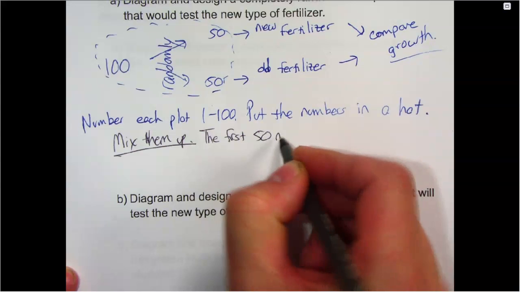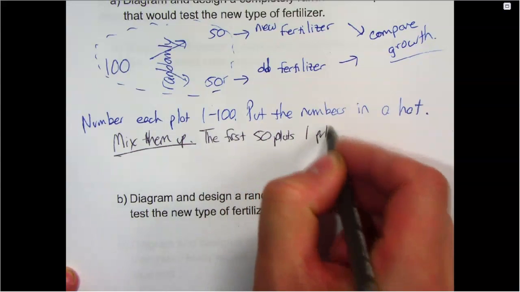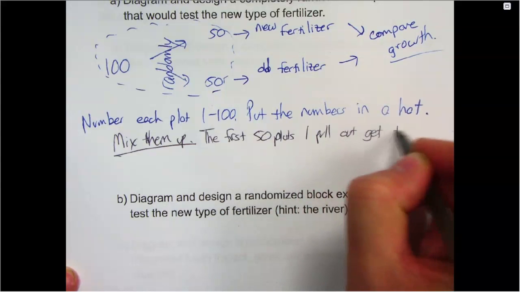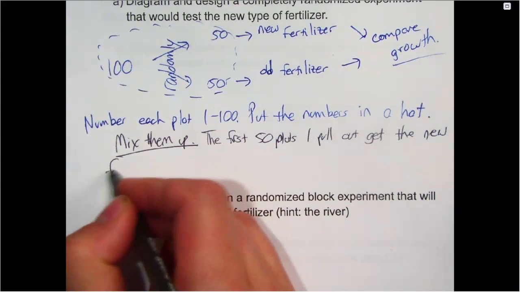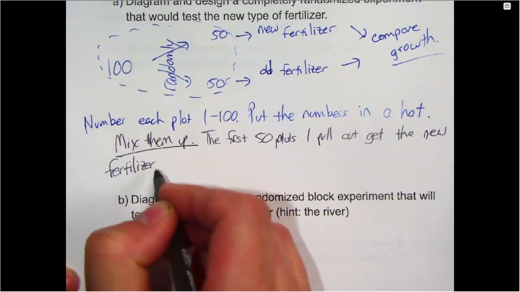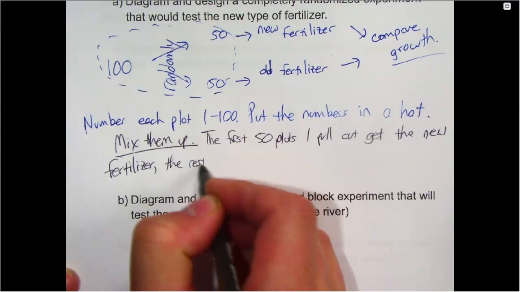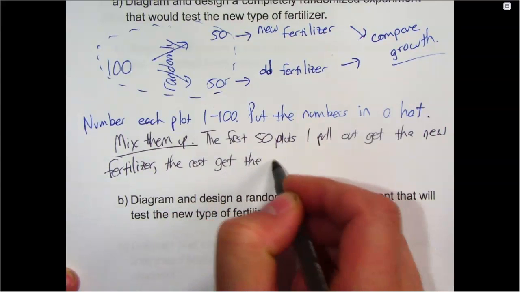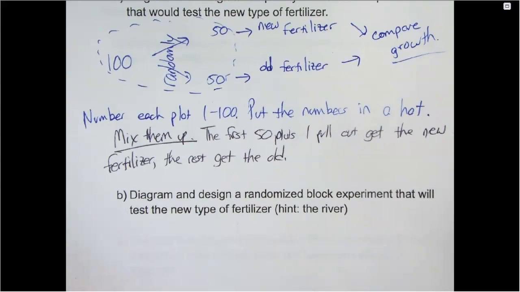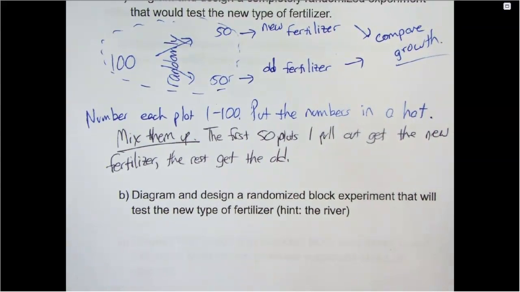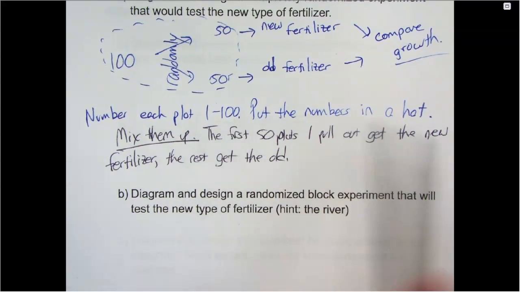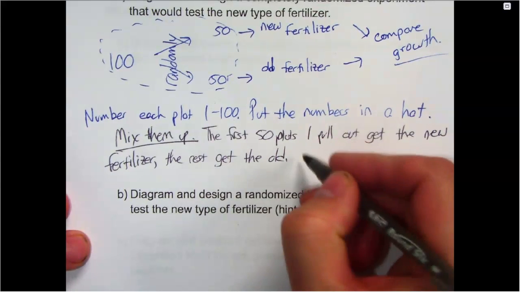First 50 plots I pull out get the new fertilizer, rest get the old. And I've got one sentence left. We're almost done. So number each plot 1 through 100, put the numbers in a hat and mix them up, and then you're randomly pulling. So the first 50 get the new fertilizer, the rest get the old. And it doesn't matter which order. You could say the first 50 get the old fertilizer and the next 50 get the new. It doesn't matter. You're just splitting it in groups. And then we compare growth at the end.